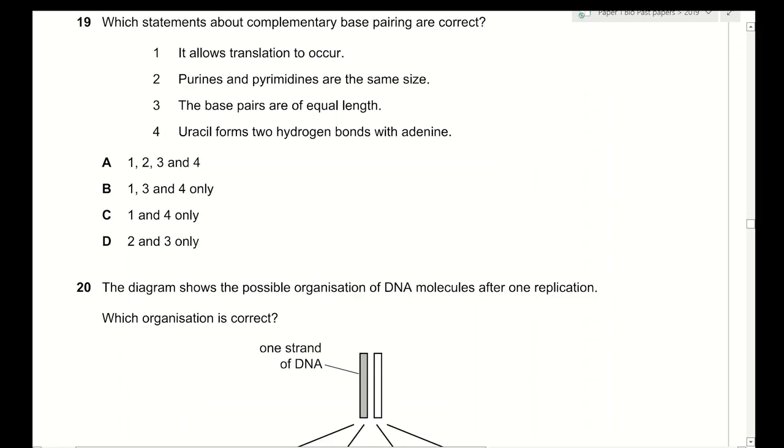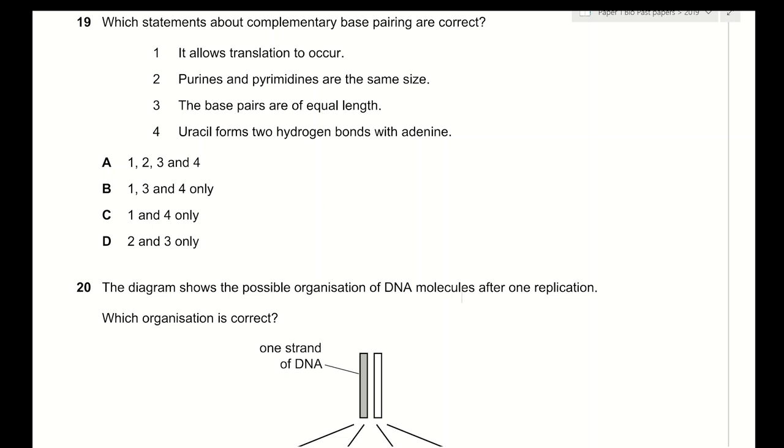Question number 19, which statements about complementary base pairing are correct? So, complementary base pairing is a phenomenon in DNA where adenine binds with thymine and cytosine binds with guanine via hydrogen bonds. Now, let's see the suggestions that we have here. 1. It allows translation to occur.